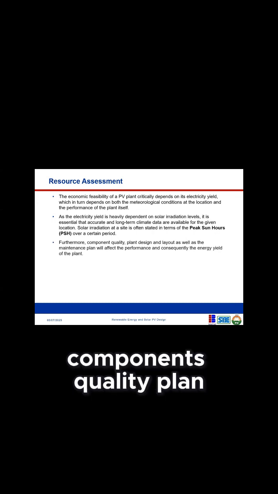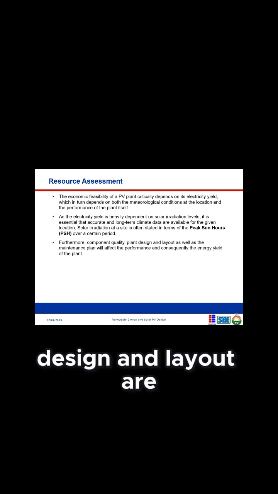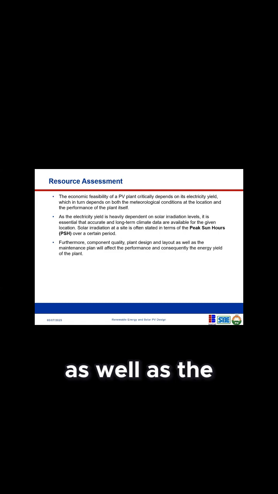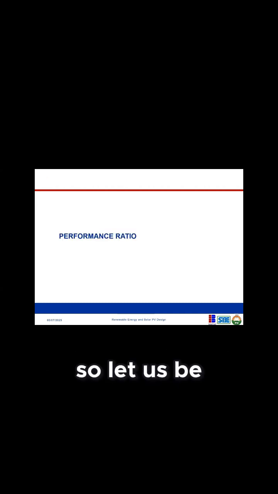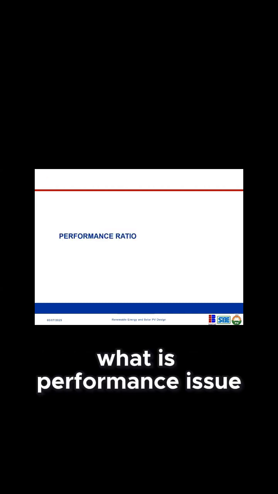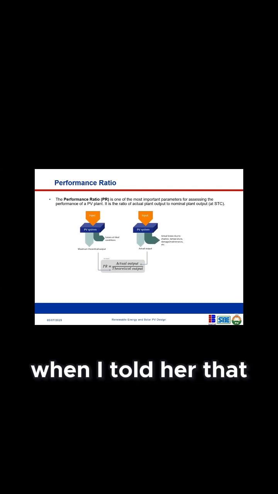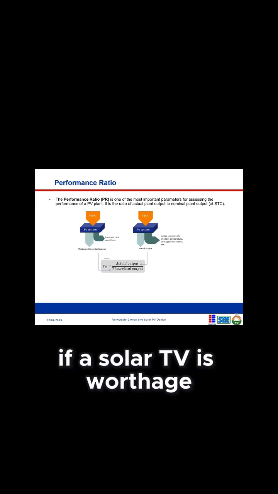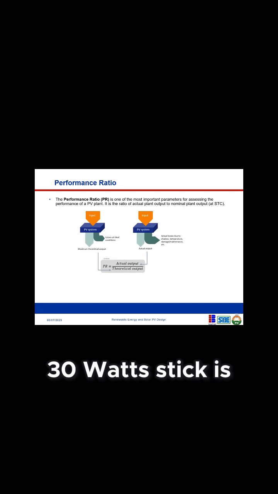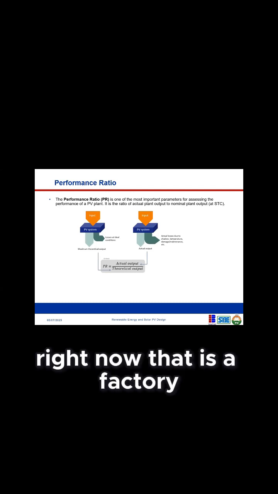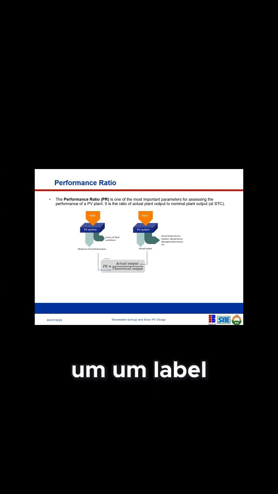Furthermore, component quality, plant design and layout, as well as the maintenance plan, will affect the performance and consequently the energy yield of the plant. So let us look at performance ratio. What is performance ratio? Remember when I told you that if a solar PV is rated, for example, 300 watts, that 300 watts peak is at a standard test condition, right? Now that is a factory level.